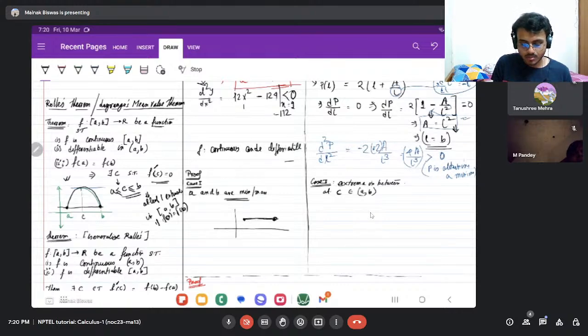If A and B are both maximum or minimum, it means that in between, the function does not increase or decrease. If it is increasing, the other points will become maximum and A and B will become minimum. If it is decreasing, A and B will become maximum and other points will become minimum, right? Yes, sir. So if A and B are the extrema points, the function is constant, f(x) is equal to some k.